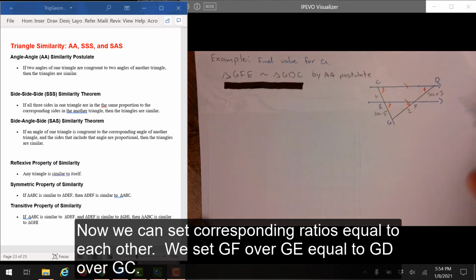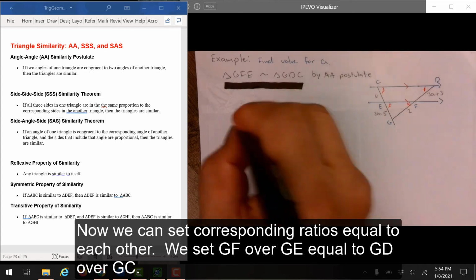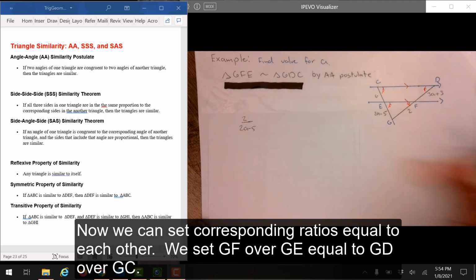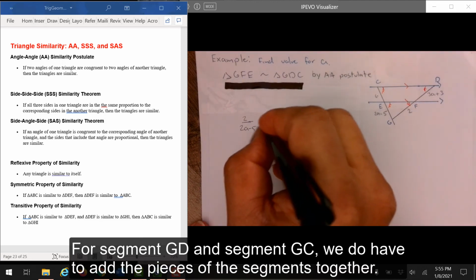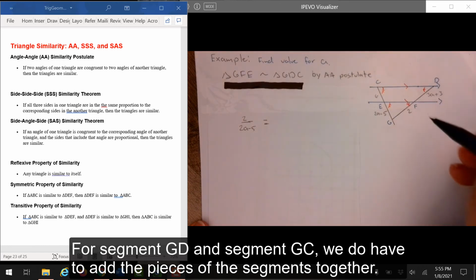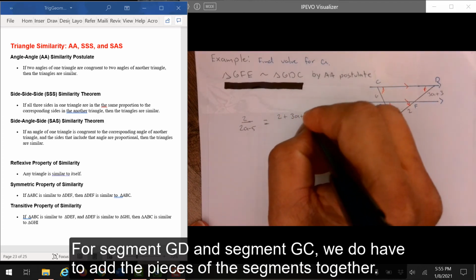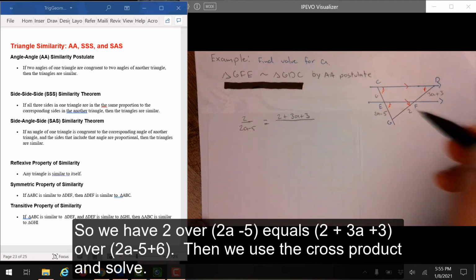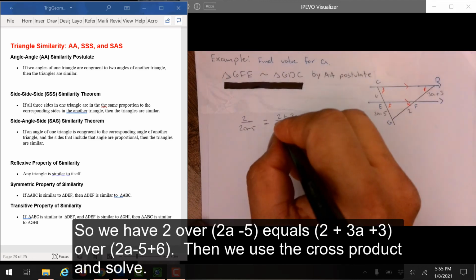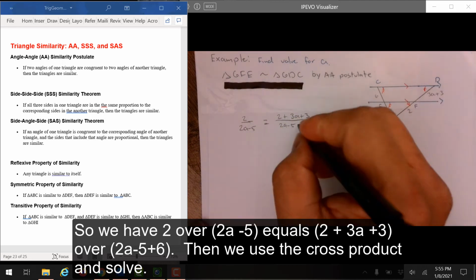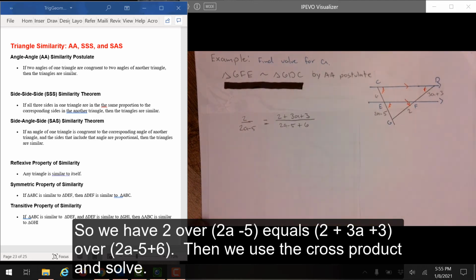Now we can set corresponding ratios equal to each other. We set GF over GE equal to GD over GC. For segment GD and segment GC, we do have to add the pieces of the segments together. So we have 2 over 2a minus 5 equals 2 plus 3a plus 3 over 2a minus 5 plus 6. Then we use a cross product and solve.